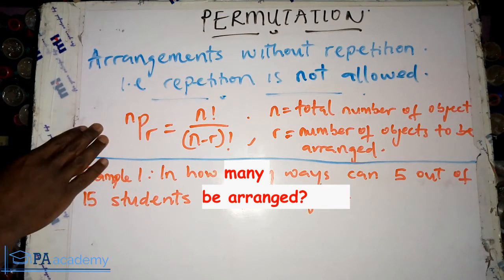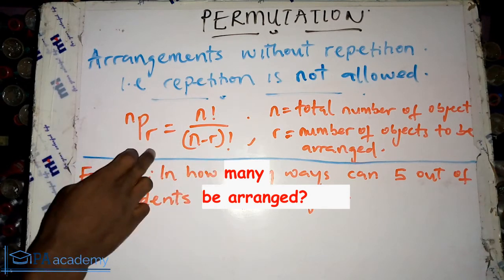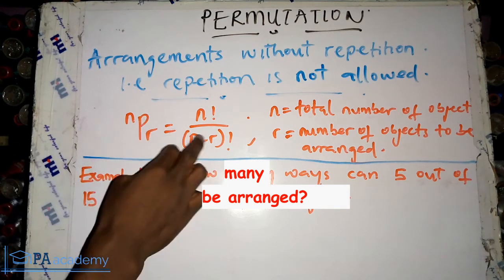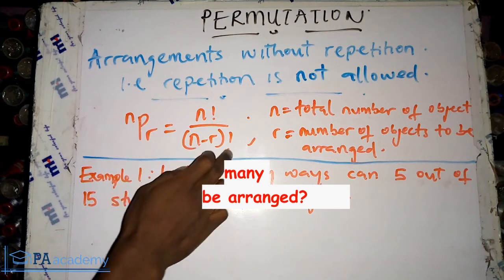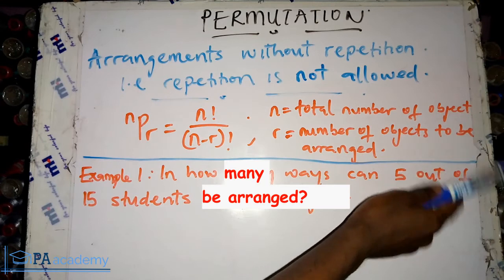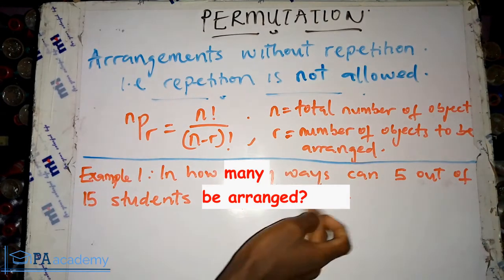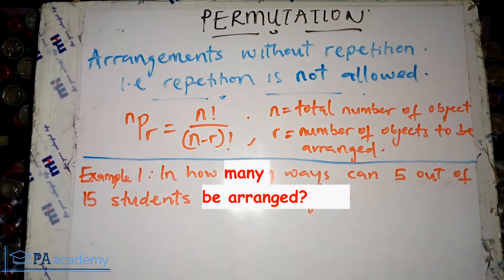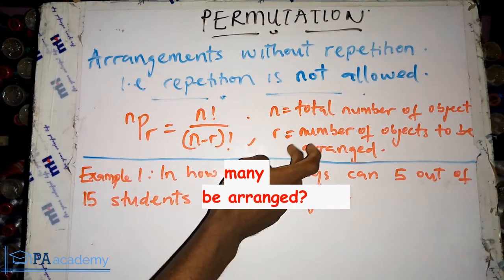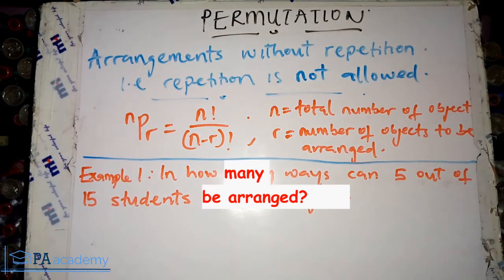And here is the formula to use when you are dealing with arrangement without repetition. nPr is equal to n factorial over (n minus r) factorial. The meaning of n is the total number of objects. Why r is what? The number of objects to be arranged. This one is the total number, while this one is that part of the total that needs to be arranged.